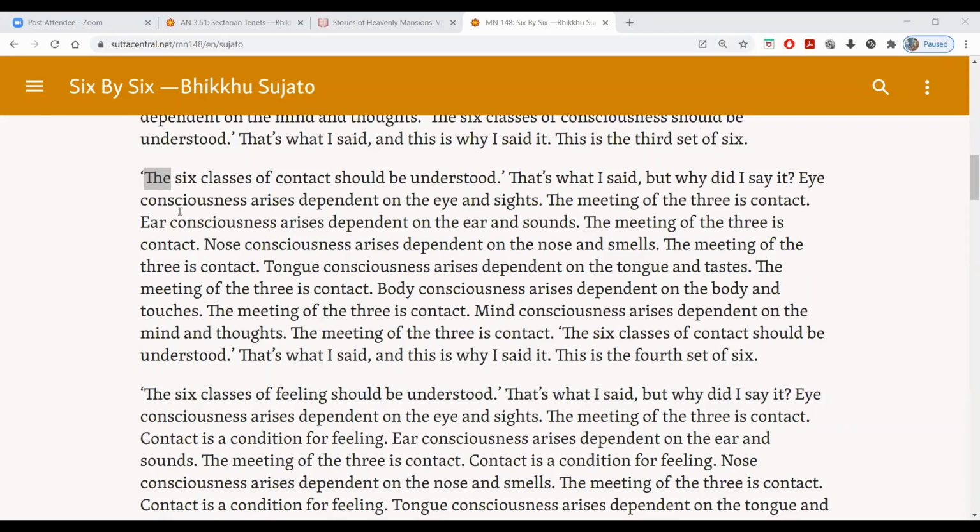And we go to the fourth one, body contact. Buddha teaches body consciousness arises dependent on the body and touches. The meeting of the three is contact. So again, we have this body. Is this permanent or impermanent? Impermanent, Bhante. What is the reason? We learned about that in the previous segment. Because this body is made up of the four great elements.